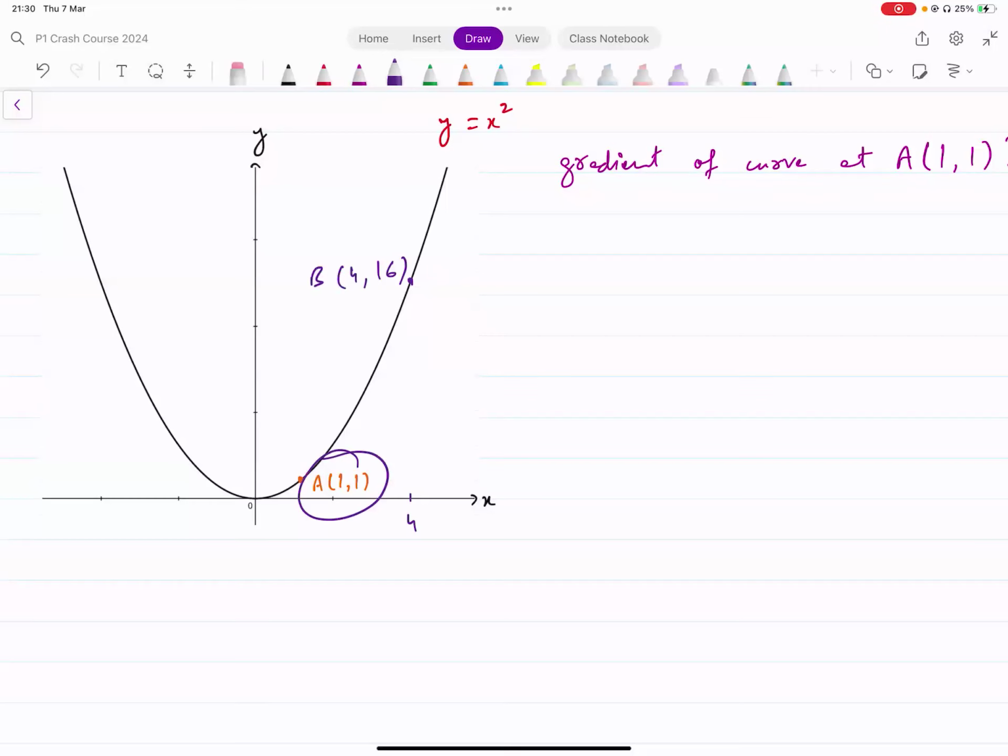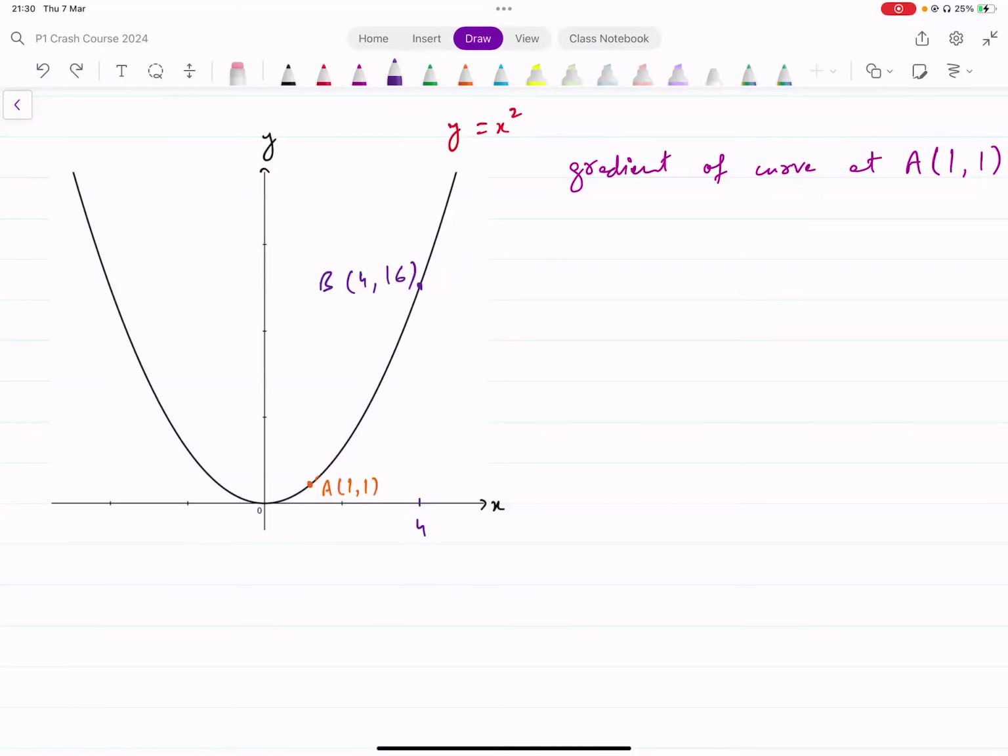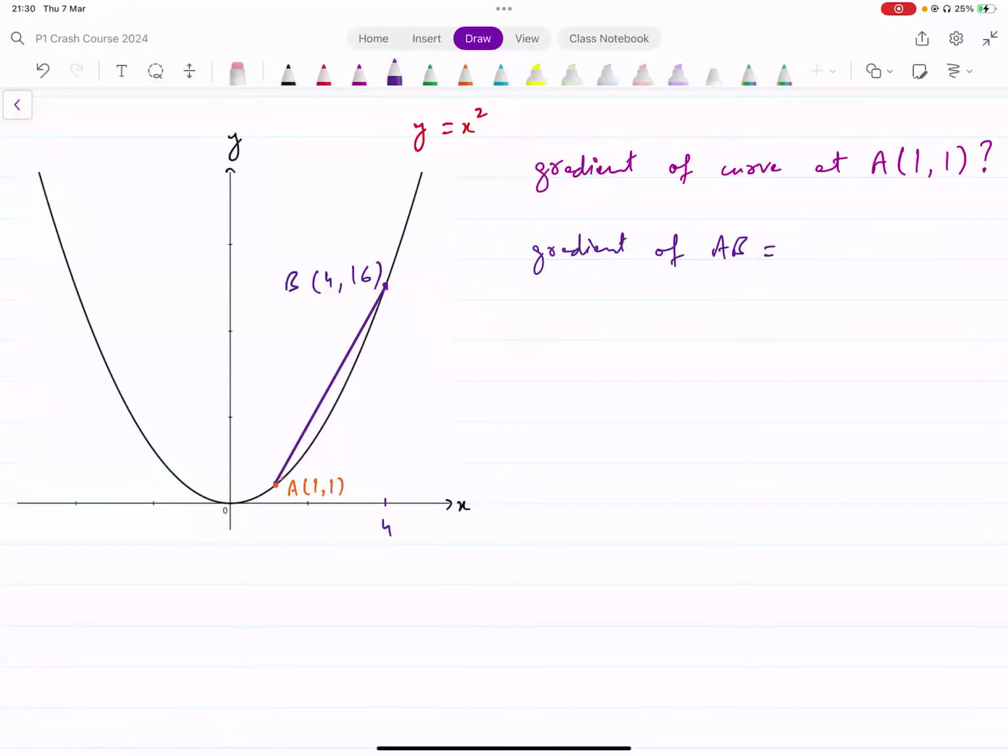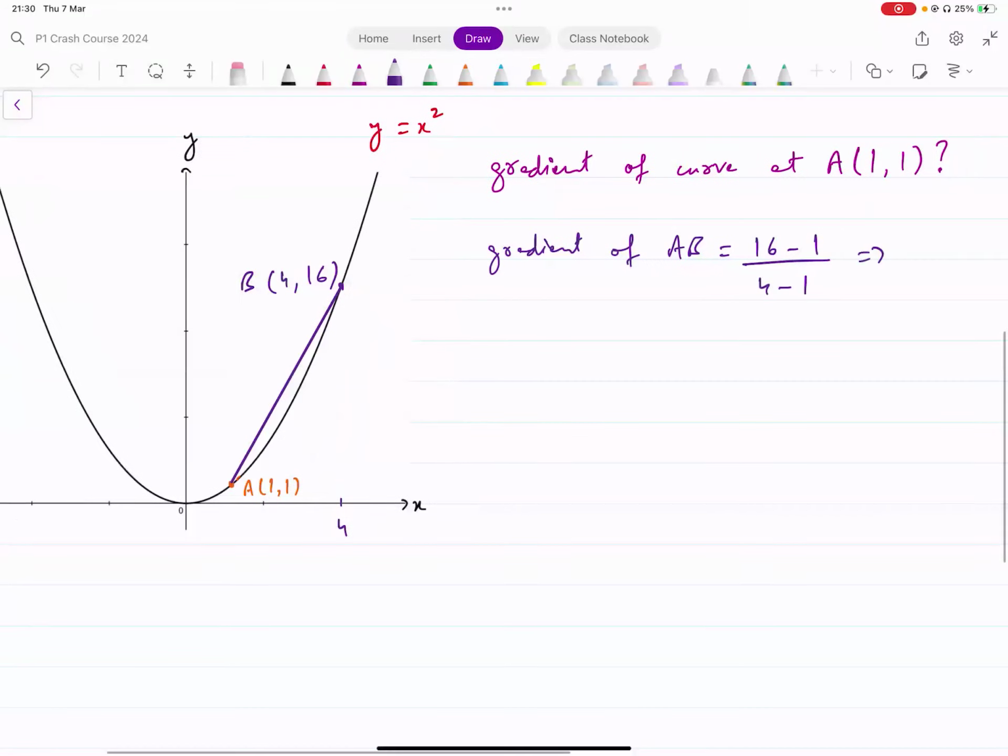This point is A. If I were to draw a line from A to B like this and find the gradient of AB, what do you think? Let's actually find this gradient first of all. Y2 minus Y1. So that's 16 minus 1 divided by 4 minus 1. What does that give us? 15 over 3, and that's 5.